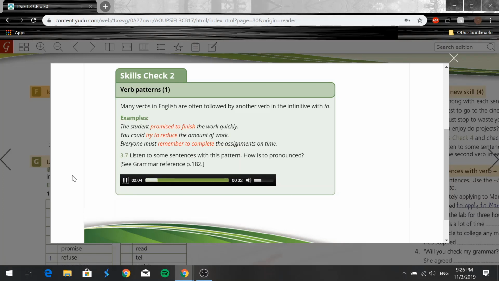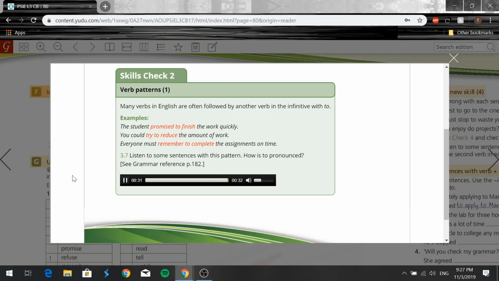The student promised to finish the work yesterday. I intend to write the essay next week. Students can't refuse to attend lectures. You could try to reduce the amount of work. Everyone must remember to complete assignments on time. You have to do all the work.